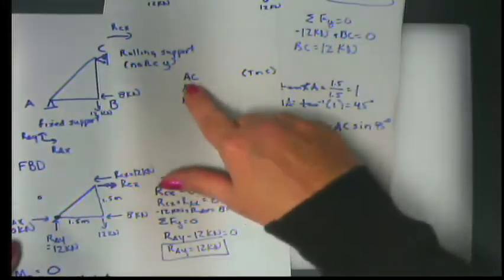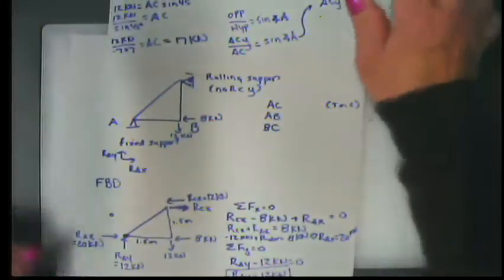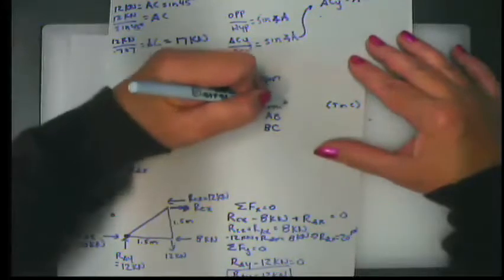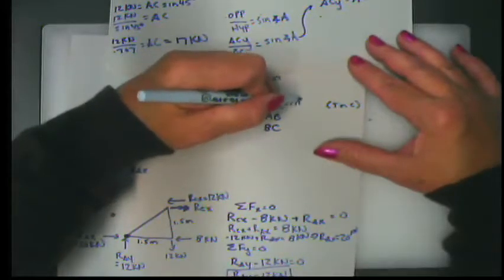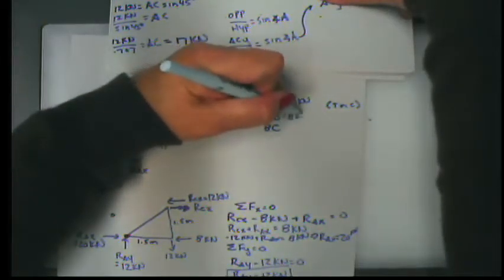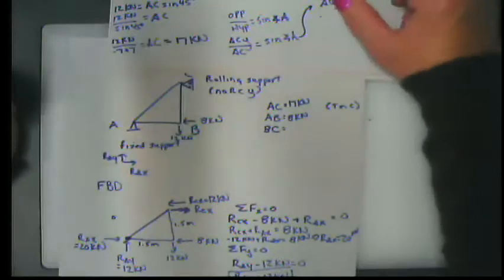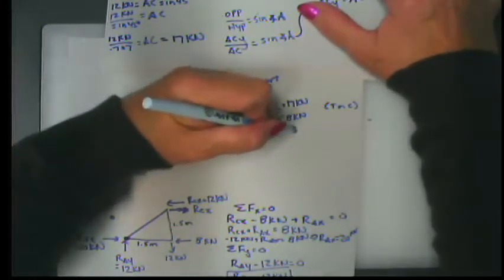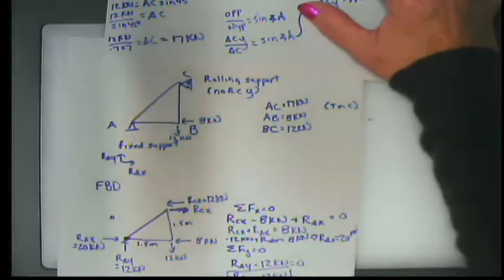So, let's go back to what I needed for answers. I needed AC, AB, and BC. So I know that the magnitude of AC is 17 kilonewtons. The magnitude of AB is 8 kilonewtons. And the magnitude of BC is 12 kilonewtons. And now I need to decide if those are in tension or in compression.